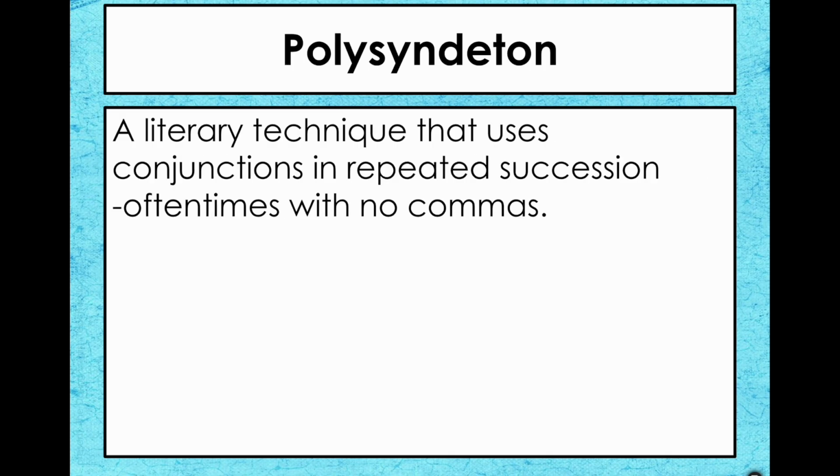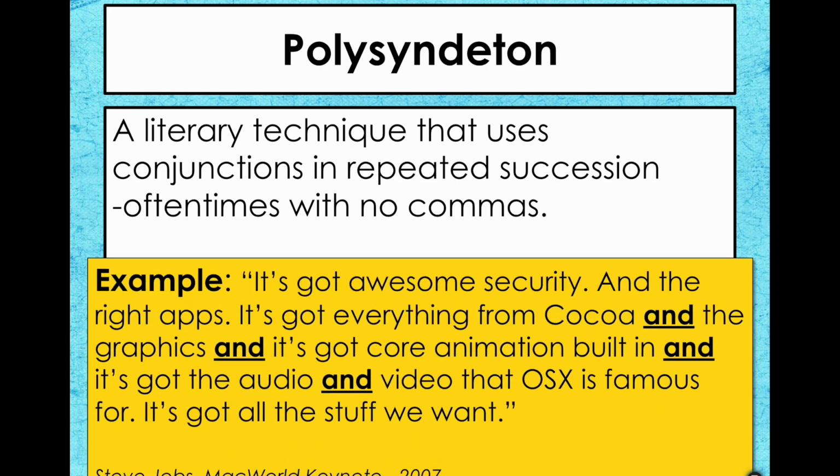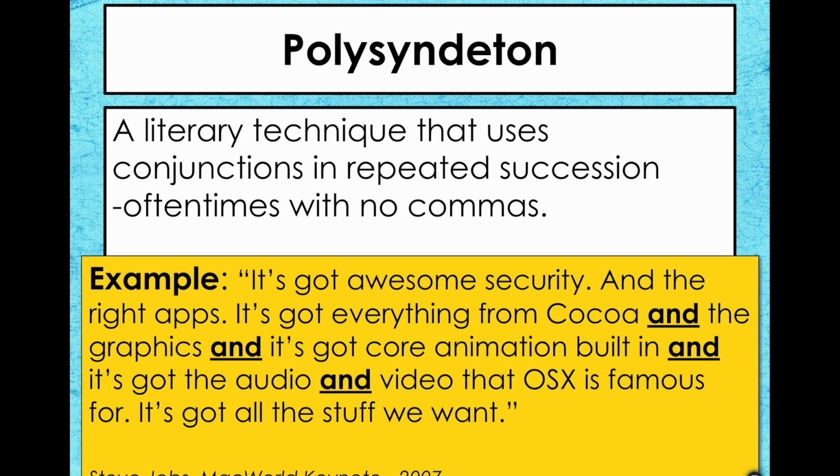So, like I said, polysyndeton, the flip side of asyndeton, is the literary technique that uses conjunctions in repeated succession, oftentimes with no commas, but the commas are not a make or break of polysyndeton. So, the repetitive use of those conjunctions. Again, polysyndeton slows down the pacing, and we would want to then ask why.